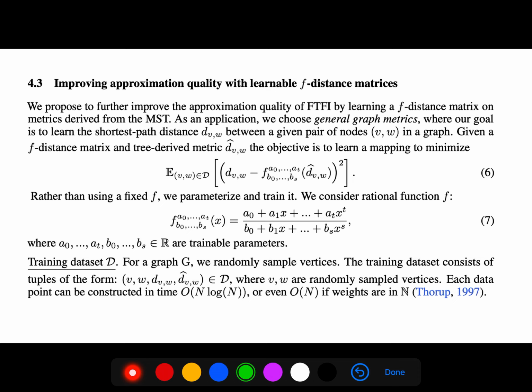Improving approximation quality with learnable f-distance matrices. We propose to further improve approximation of that model by learning the f-distance matrix on metrics derived from the MST. As an application, we choose general graph metrics, where our goal is to learn the shortest path distance between a given pair of nodes.